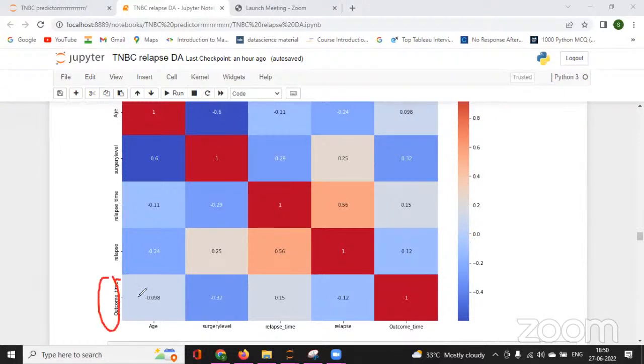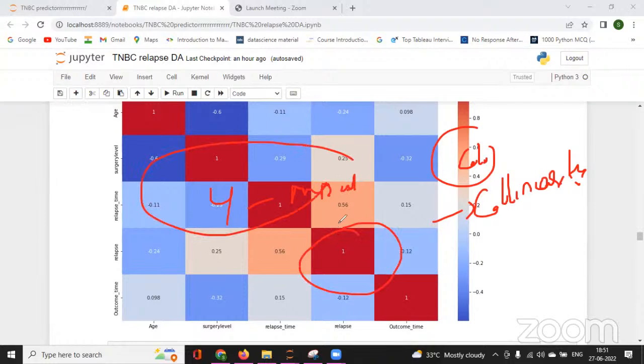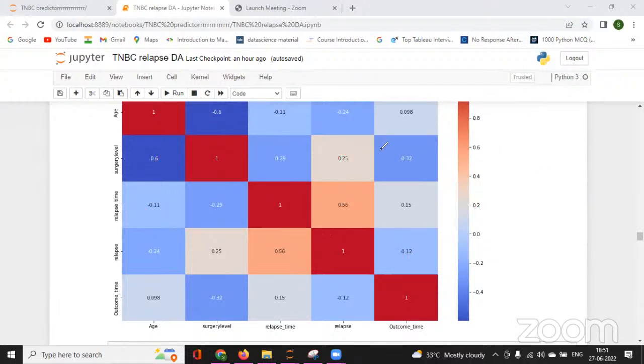Age and outcome time is not that high, it is 0.098. So we don't have that much correlation. These are fine. Here we have the same for surgery level, and so we don't really have that much correlation between input columns, so we can go ahead with the model. If we have correlation between the input columns, in that case we might get into a collinearity issue. If we have a correlation between the output variable and an input variable, that is fine. But if you have correlation between the input variables only, that could be a problem. In that case, you can do feature engineering, or you can simply take any one of those columns.